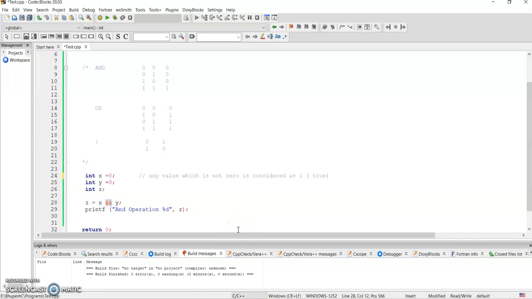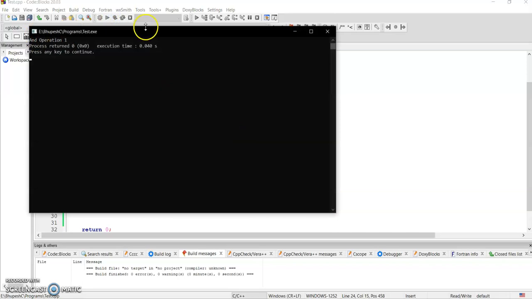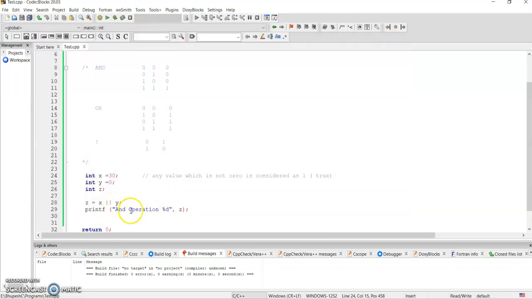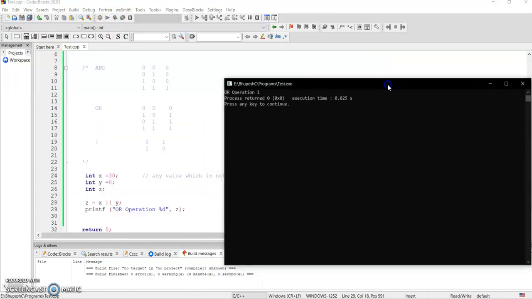If I do it for the OR operation also, I will get the same. Let's say this is 30, and let me set y to 0. So this is positive, so I think z will get 1 only. Yes. Again I had written an AND operation. Let me change it to the OR operation and execute now. Yes, for the OR operation this is true. 1, 1, 0. This is 1 only.